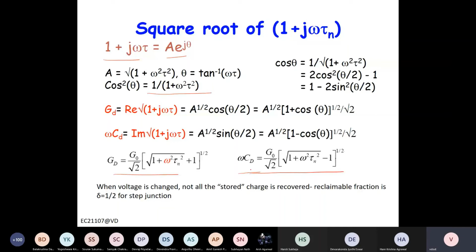So if you substitute here for omega equal to 0, for DC, what will happen? It will be G naught, right? For omega equal to 0, this will be same as G naught, and this will be almost 0, right? 1 minus 1, 0. For high frequency, you can ignore 1, so it will be omega tau. So for high frequency, it will be G naught omega tau by root 2. And for this one, it will again be omega tau. So G naught by root 2 omega tau, right?